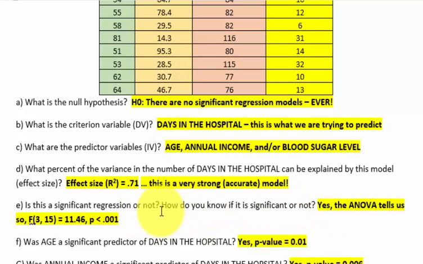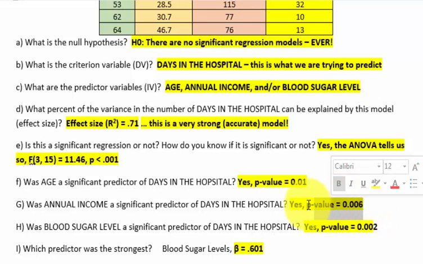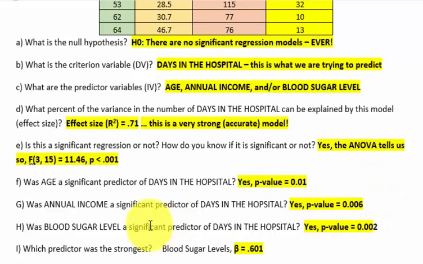And it's a significant regression because the ANOVA tells us so, right? The ANOVA was significant. Therefore, the regression model is believable. And was age a significant predictor? Yes, because the p-value was less than 0.05. Annual income a significant predictor? Yes, because the p-value was less than 0.05. Blood sugar, same thing. Significant predictor because the p-value is less than 0.05.